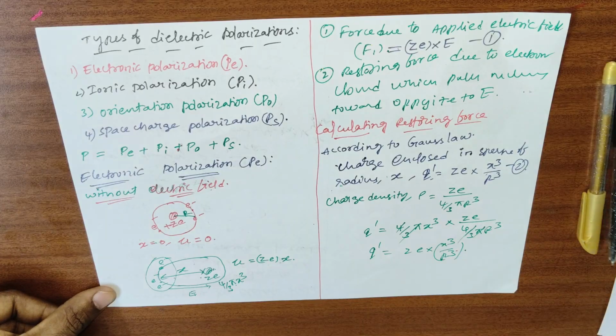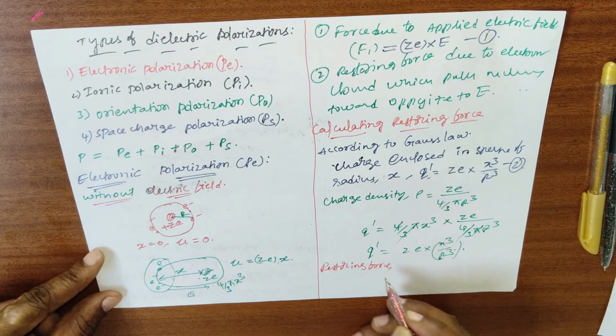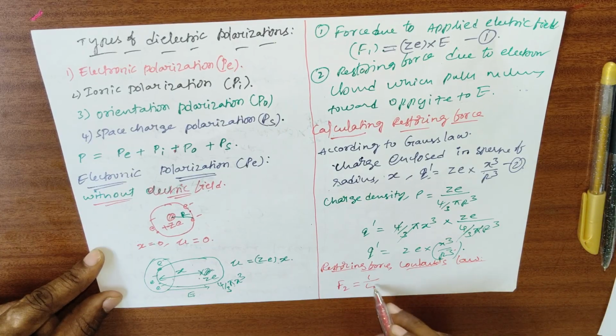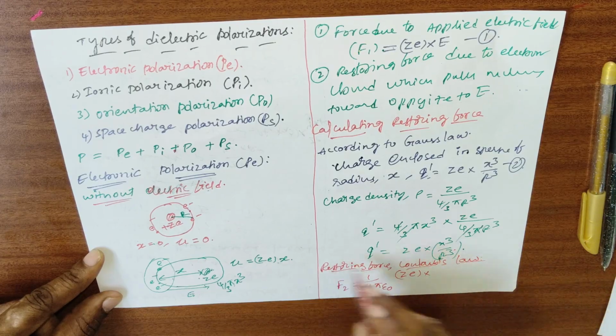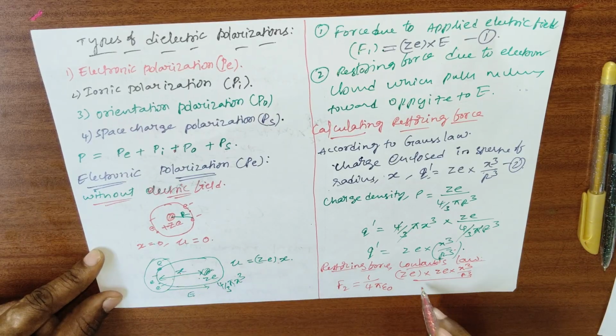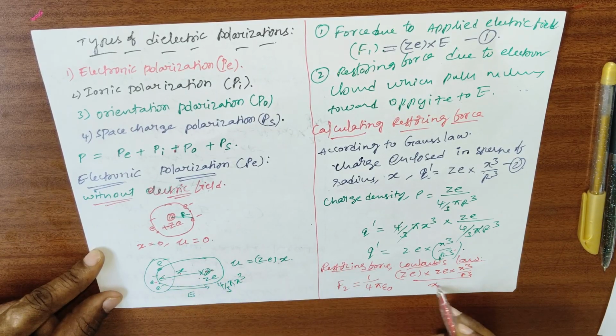The restoring force, now the restoring force according to Coulomb's law, it is F2 equal to 1 by 4 pi epsilon naught, the charge of the nucleus, the charge enclosed in the surface, that is ZE into x cube by r cube, divided by the distance between the two charges, that is x square.